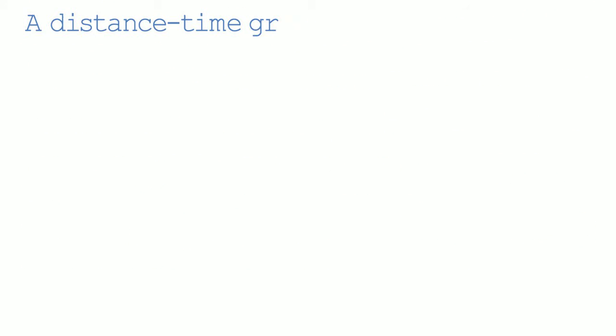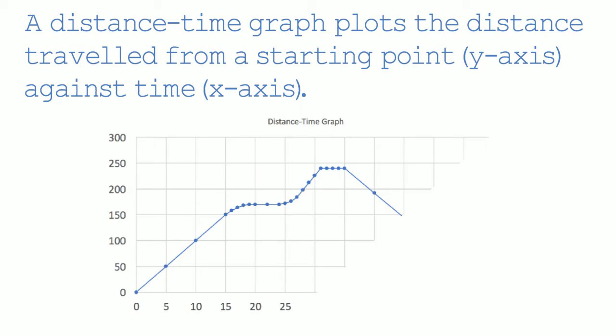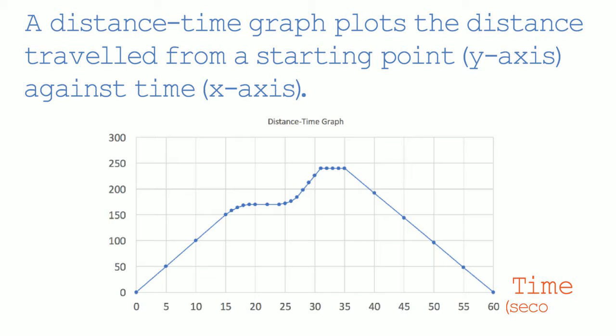A distance time graph plots the distance travelled from a starting point against time. Here we have an example of a distance time graph. Time is plotted along the x-axis and distance travelled is plotted on the y-axis.